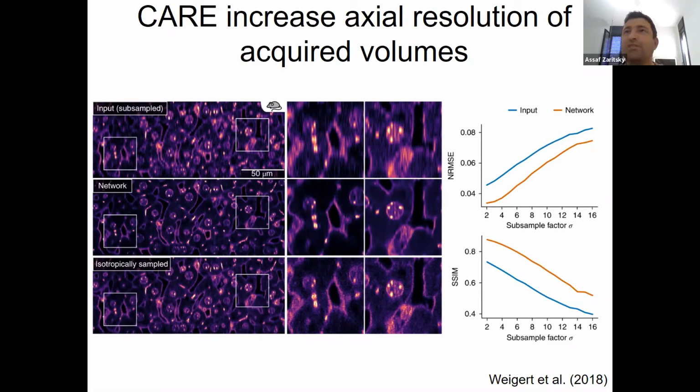And the blue trend shows how bad we become. So this is a distance metric from the ground truth image, right? How bad we go when we reduce the resolution of the image. And you can see that it's always better when we use the network compared to the input itself. And the same is true for the SSIM, which is a different measure of image similarity, and you see the opposite trend. We are going to talk a little bit about image similarities maybe next class.